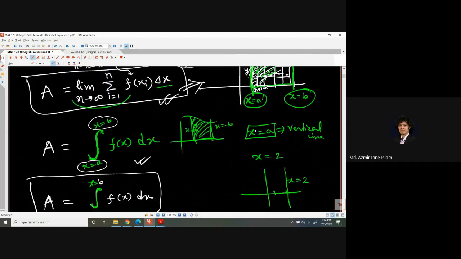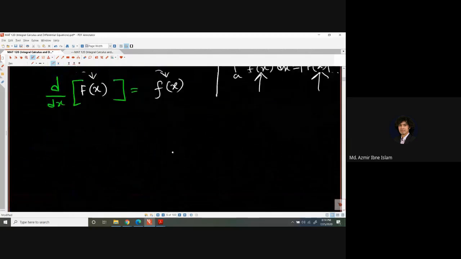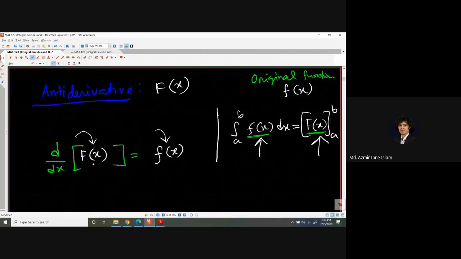exact. The process of finding the antiderivative is called integration, and if we are able to evaluate the antiderivative, then it must be the same as the limiting concept. That means it must be the same as adding up all the tiny rectangles. This is the main concept of the antiderivative and the original function. If we differentiate the antiderivative, we will get the main function back.